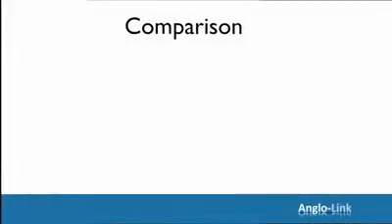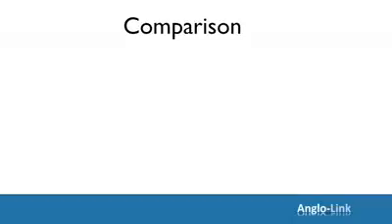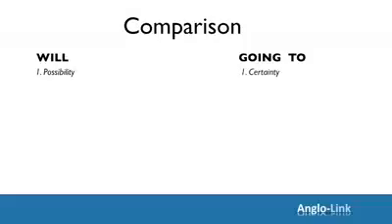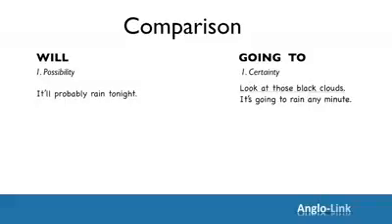Let's compare the two tenses for each usage. Let's look at the first usages of will and going to. As you will remember, will was to express a possibility, and going to was to express certainty. Let's compare the examples. It'll probably rain tonight. We're not sure. Compare that with, look at those black clouds. It's going to rain any minute. It's certain. There is no doubt.